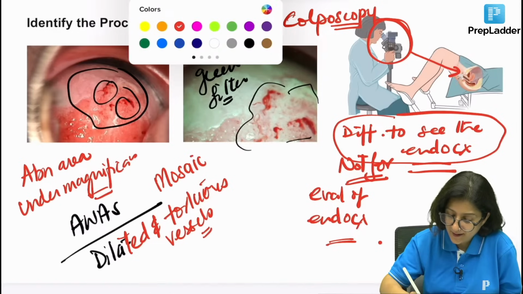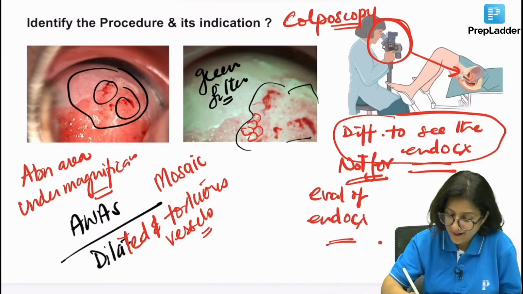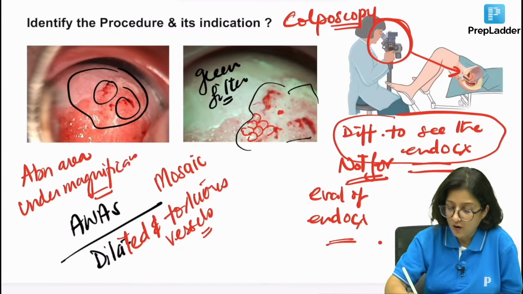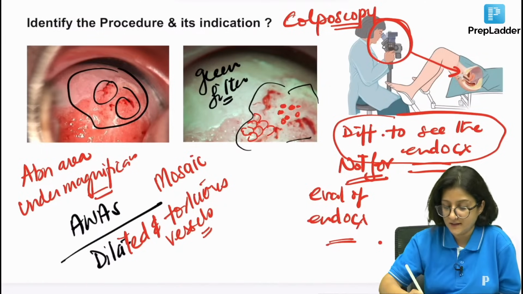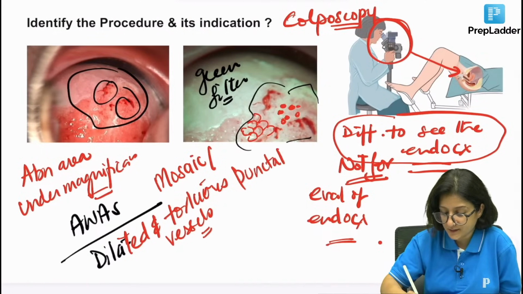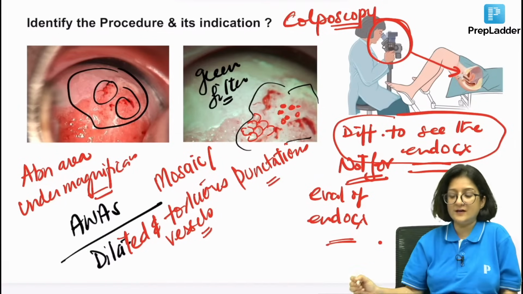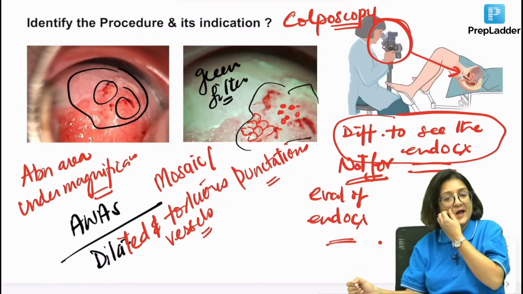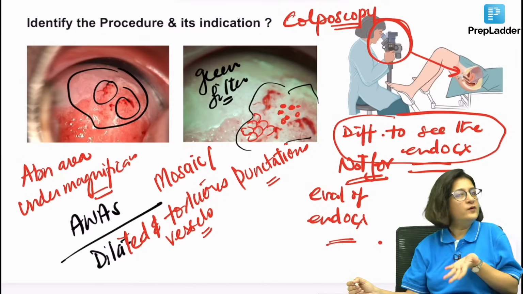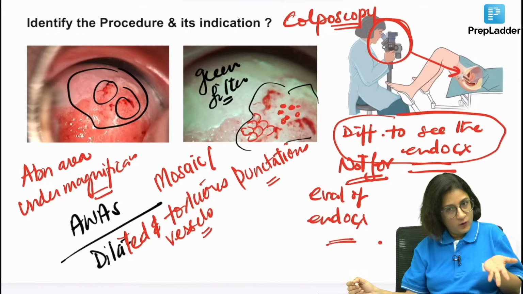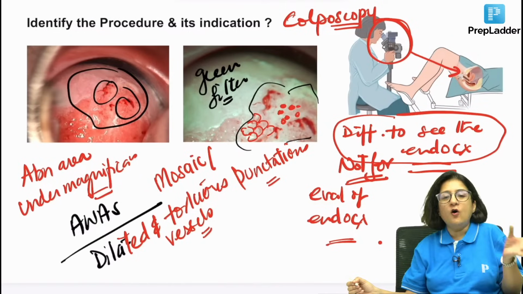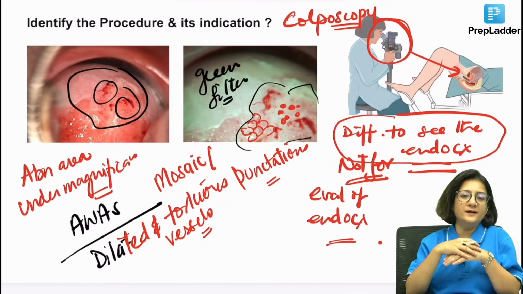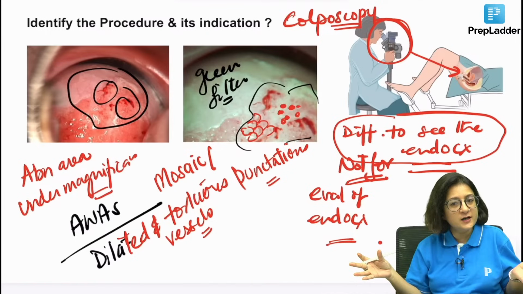We can see mosaic, where the red areas form a tile-like pattern, or we can see big red dots that are called punctation. So these abnormal vascular patterns can be seen, and once you see that, we biopsy. We either take a biopsy or we do a colposcopy directed LEEP or loop procedure.